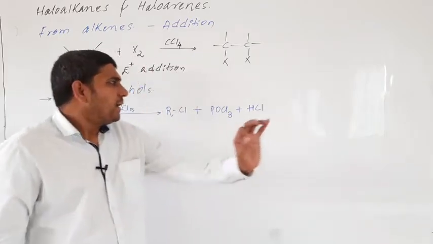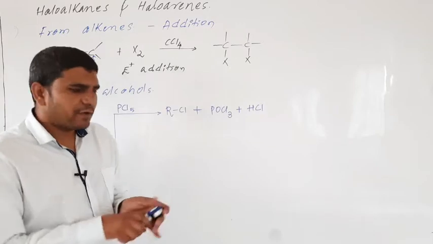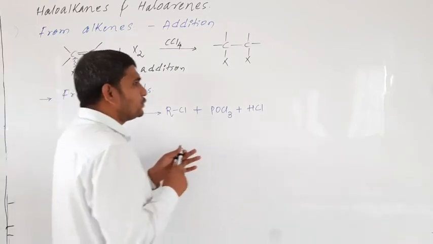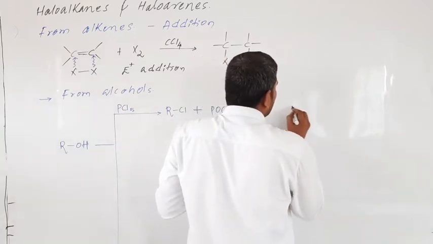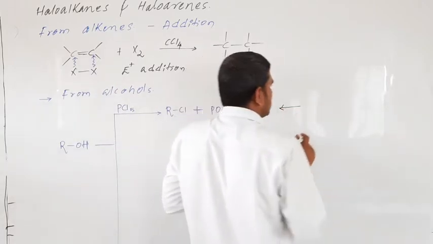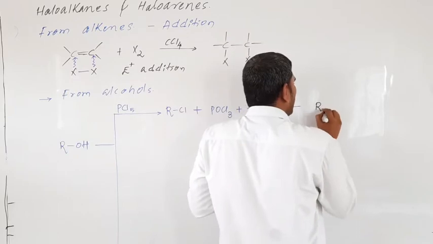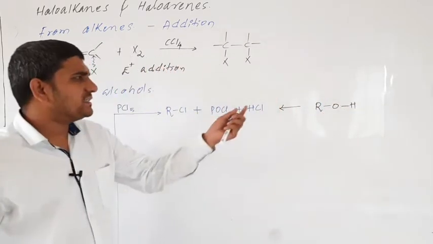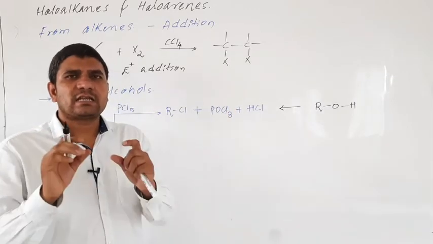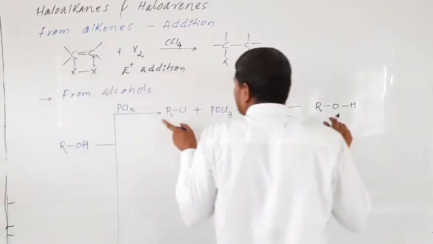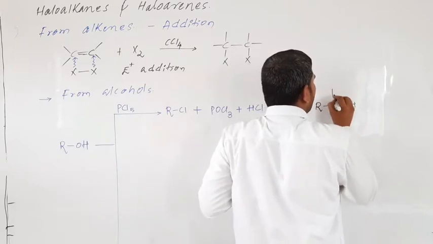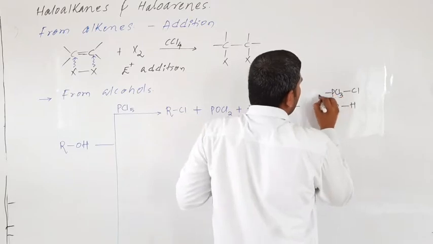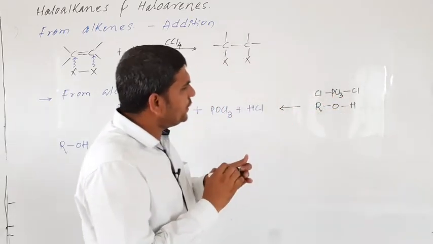Listen, this reaction appears to be very difficult, but I will give you some shortcuts to remember and how to write the product. So very simple. We know ROH is the precursor. Precursor means starting material. When this PCl5, listen, PCl5 I can write PCl3, Cl and Cl. Like this you should use shortcuts.